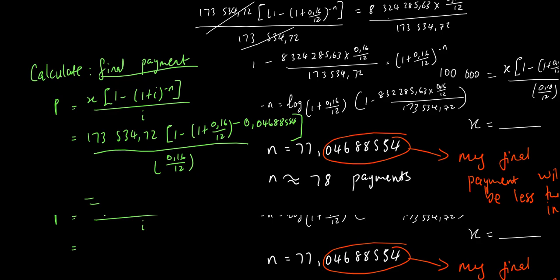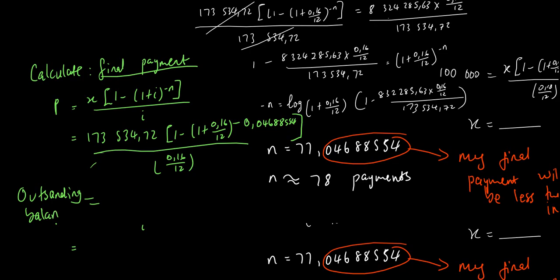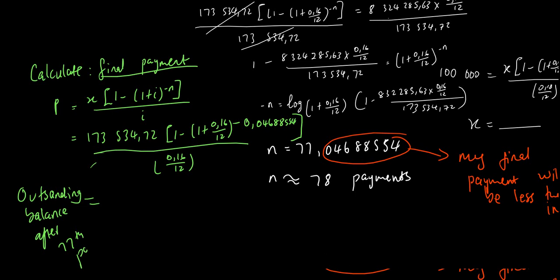Okay guys, so my outstanding balance, this is called the outstanding balance after the 77th payment. I will be left to pay 8,079. So this is my outstanding balance after those 77 payments.